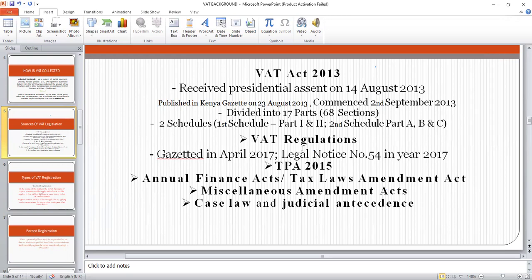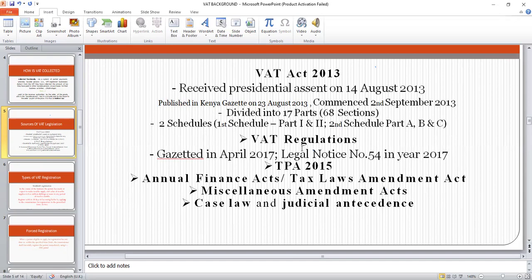Now, that is the VAT Act 2013, which is the main source of VAT, because every time you want to argue a case, you have to cite the Act and show where you have derived the point of view that you want to defend. Then we have the VAT Regulations, gazetted on 1st April 2017, Legal Notice Number 54 of 2017. The next one is the TPA, that is the Tax Procedures Act 2015. It also forms a basis for VAT legislation.